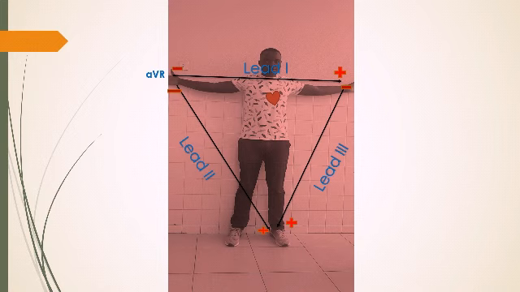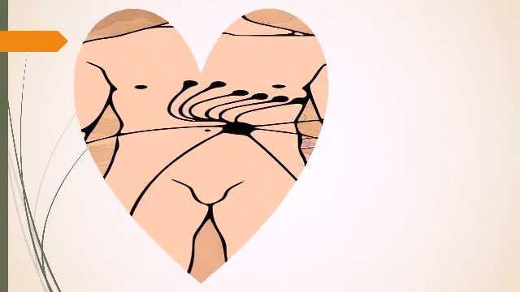We start with AVR, augmented voltage right arm. This is unipolar, so the right arm is positive. For AVL, or augmented voltage left arm, it is also positive. The same for AVF, or augmented voltage foot, it is positive as well. This is about the limb leads. Let us see the 6 chest or precordial leads.